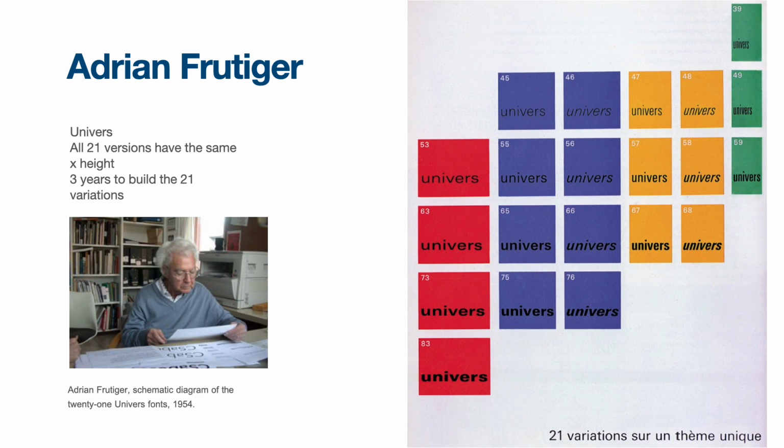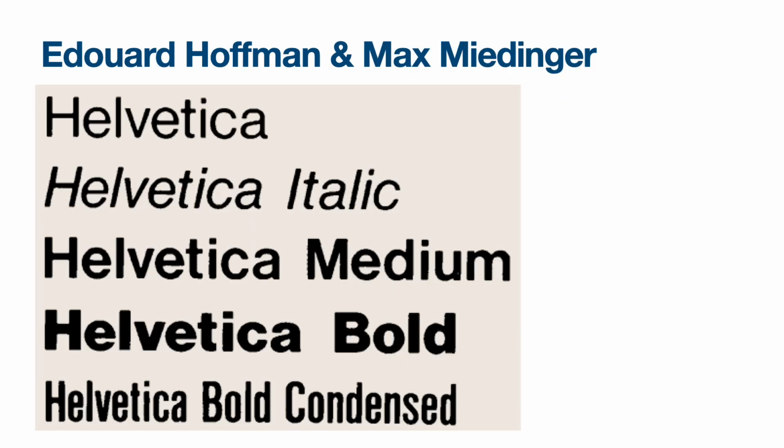Okay, Edward Hoffman and Max Meininger. Max Meininger, we should all know because of Helvetica. That's what you see here. There was actually a simplistic version released in 1961 by what's called the Stempel Foundry. And what you're looking at here is some variations that were developed later. And in 1956, Meininger had returned home to Zurich to become a freelance advertising consultant and graphic designer.